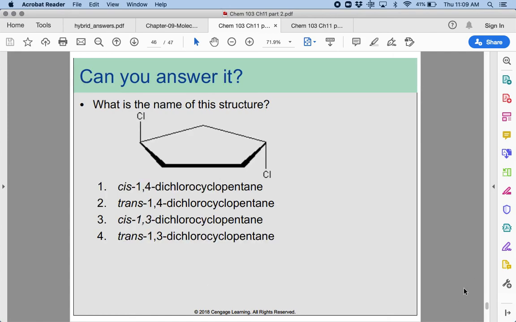Can you name this compound? Trans 1,3-dichlorocyclopentane. Dichloro, we have 2 chlorines. They're on opposite sides of the ring. One's pointed down, one's pointed up, so they're trans. We count out the numbering, 1, 2, 3, 4, or 1, 2, 3. 3 is smaller than 4, so we have trans 1,3-dichlorocyclopentane. This is the end of our second part of Chapter 11.